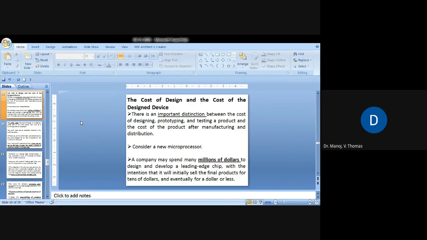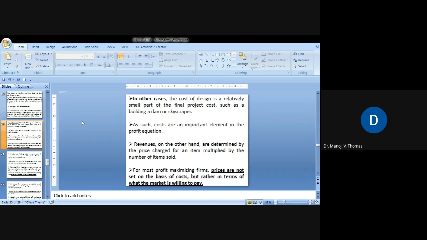Cost of design is the amount of money that a company invests in getting the idea generated, getting the prototype, and getting the final innovative product done. And the cost of the designed device is the price at which these products are sold in the market. In other cases, the cost of the design is a relatively small part of the final product. In the case of microprocessors or some mobile phones, a lot of money might be required in research and development, say, for example, how to manufacture a faster microprocessor.